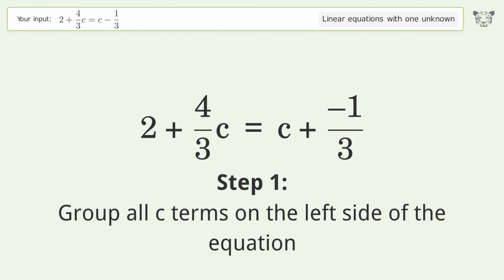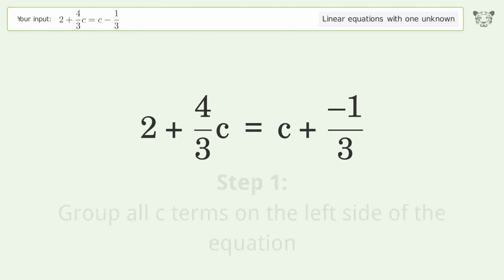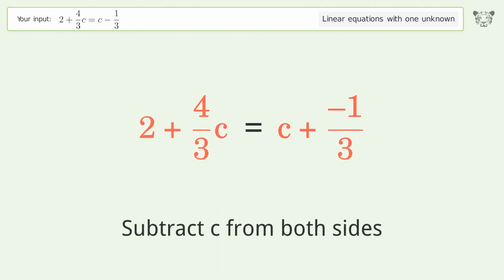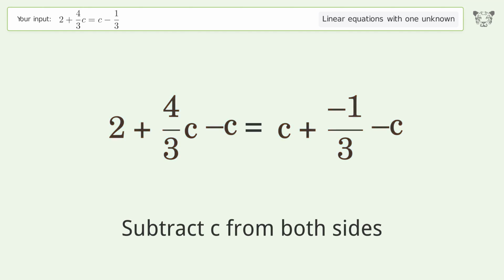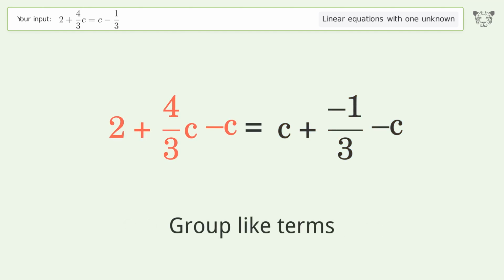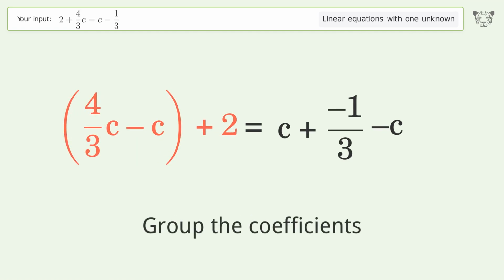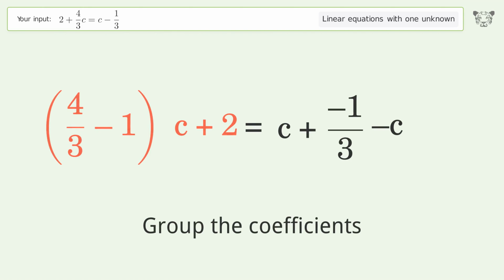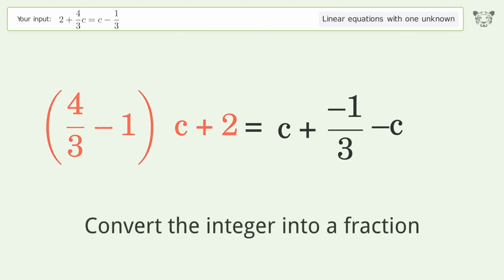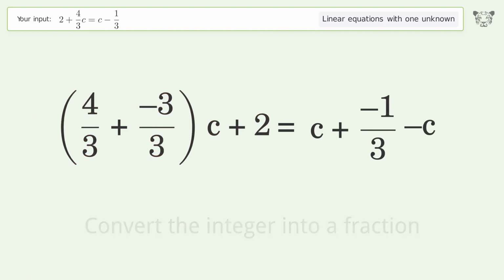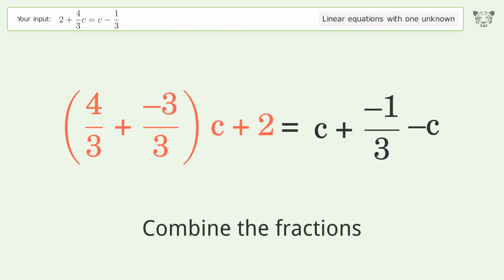Group all c terms on the left side of the equation. Subtract c from both sides. Group like terms. Group the coefficients. Convert the integer into a fraction. Combine the fractions.